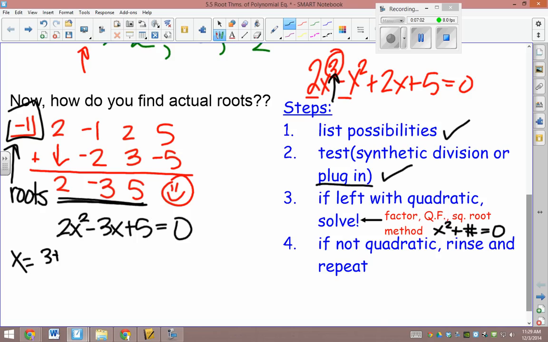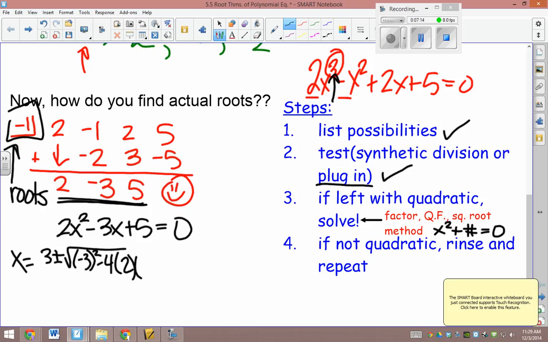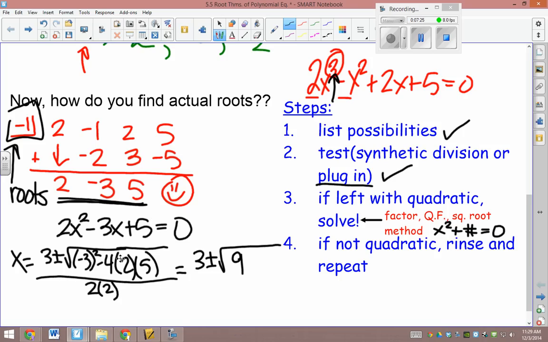Negative b plus or minus the square root of b squared minus 4 times a times c, all divided by 2 times a. Simplifying underneath the radical to begin, negative 3 squared is 9. My sign's going to be a minus. I've got 8 times 5, so that's 40. All divided by 2 times 2, which is 4. Still going to work underneath the radical. 3 plus or minus, I have 9 minus 40, so that's negative 31 underneath there, all divided by 4.